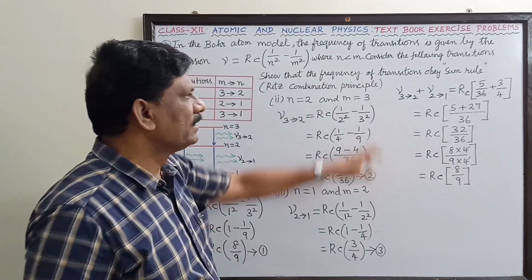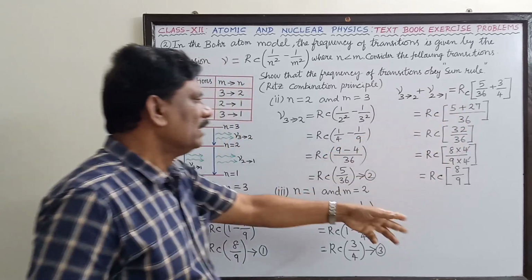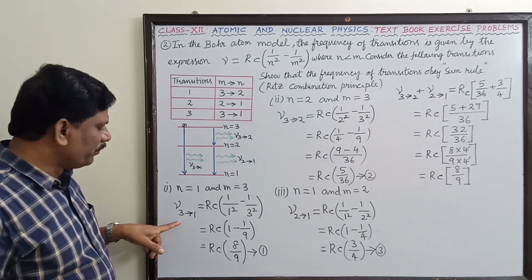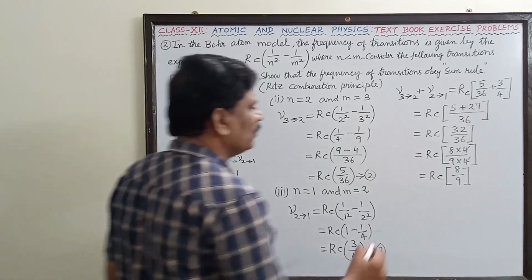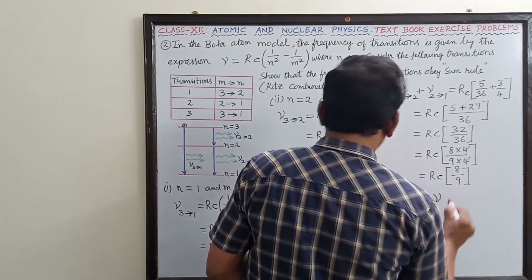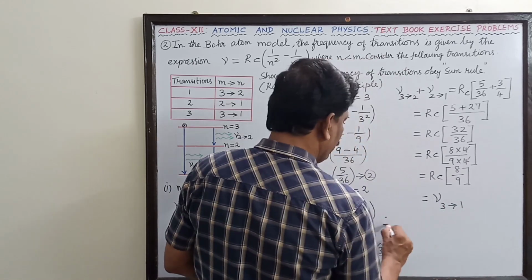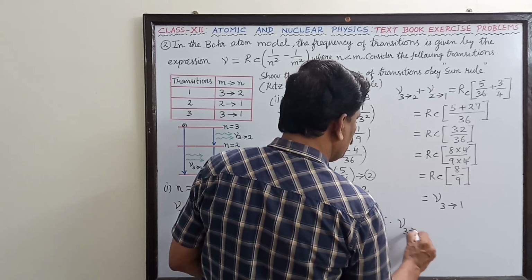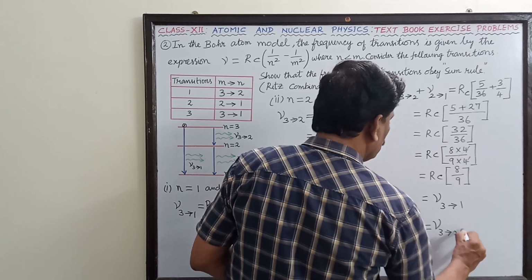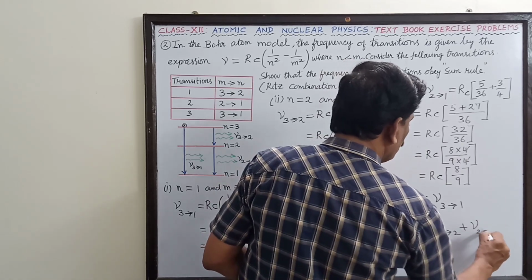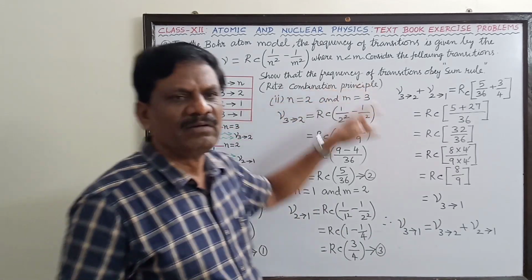So what is this? The sum of the frequencies 3 to 2 plus 2 to 1. And already we have proved that nu 3 to 1 is equal to RC into 8 by 9. So this is equal to the frequency of transition 3 to 1. Therefore nu 3 to 1 is equal to nu 3 to 2 plus nu 2 to 1. This formula is called the Ritz combination formula.